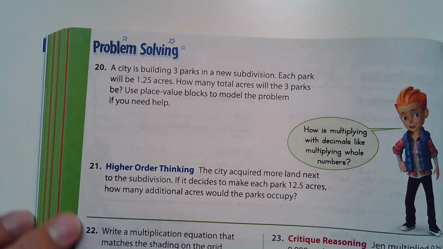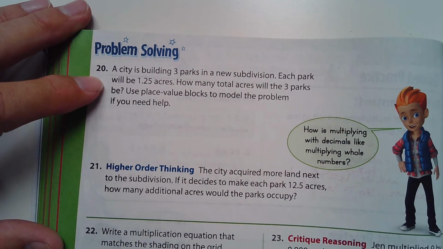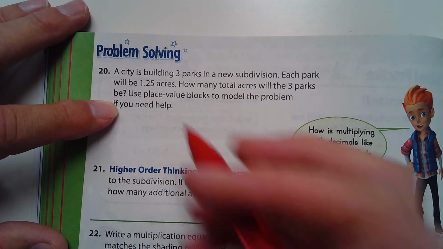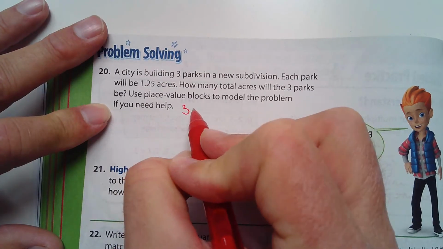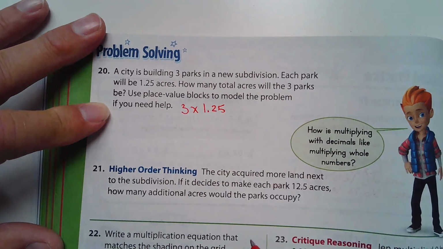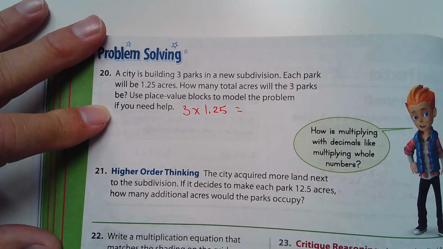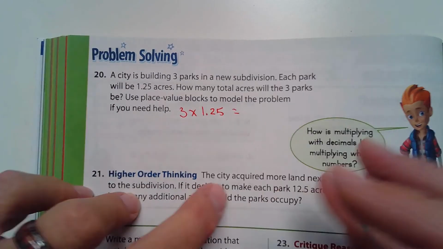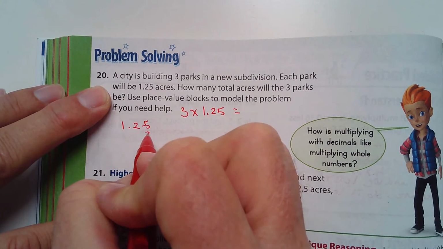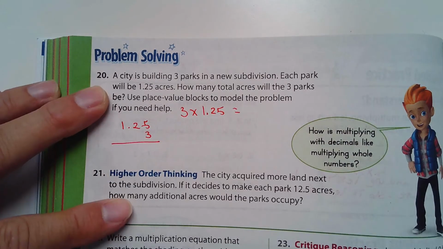A city is building 3 parks in a new subdivision. Each park will be 1.25 acres. How many total acres will the 3 parks be? Well, right off the bat, you know it's going to be 3 times 1.25. They're not asking you to estimate. They want an exact answer. And we could just do it the standard way, 1.25 times 3.